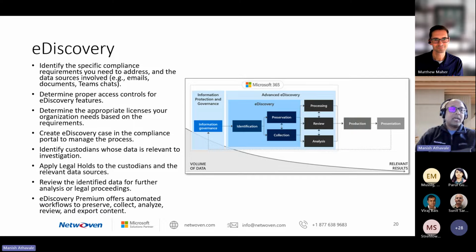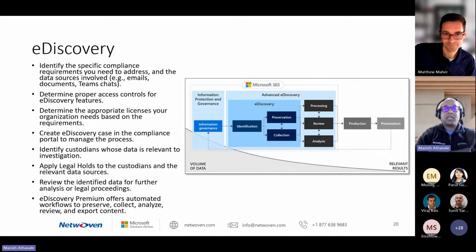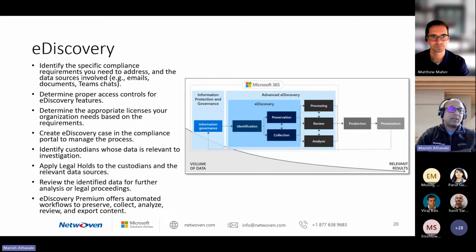So e-discovery plays a crucial role in corporate compliance by ensuring that the organization can efficiently identify, collect, and produce relevant electronic data in response to a legal or regulatory request, right? So first of all, you need to identify the specific compliance requirements you need to address and the data sources that are involved. Your users are using emails, they could be using SharePoint, OneDrive, Teams chat. So you need to identify where all your users' data lies within Microsoft 365.